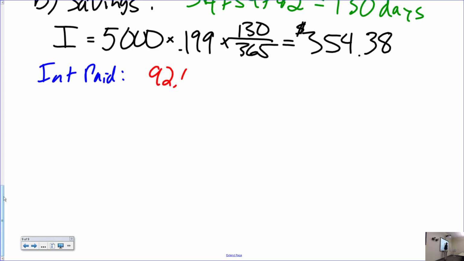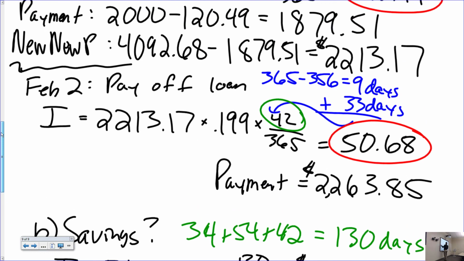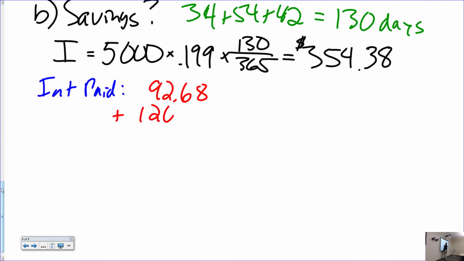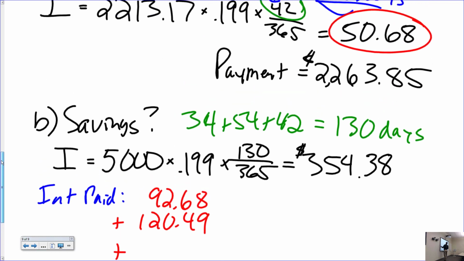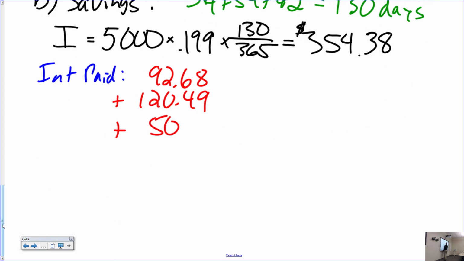So, $92.68. I already forgot. $120.49. And $50.68. What did you say that number was? 263.